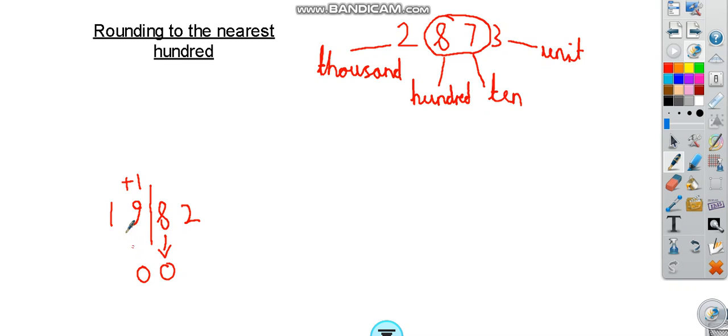So if we put a 0 here, we also have to add that 1 from the 10 to the number that's after it. So that will become a 2. And then again we turn the 2 into a 0 as well. So it's 2000.